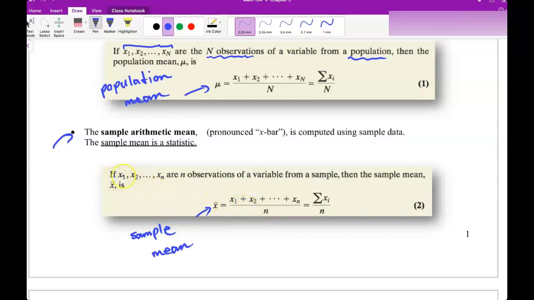Again, same thing here. These are our data, x1 up to xn, and we have n observations. So n is in the denominator because in total we have n observations, and on top we add all these data. So adding all these data, divided by the number of observations. Same thing for this part.